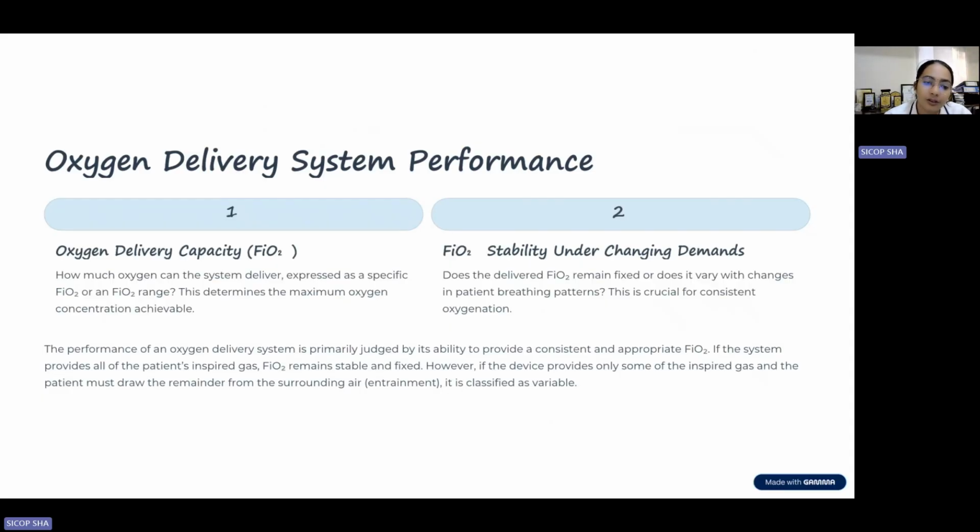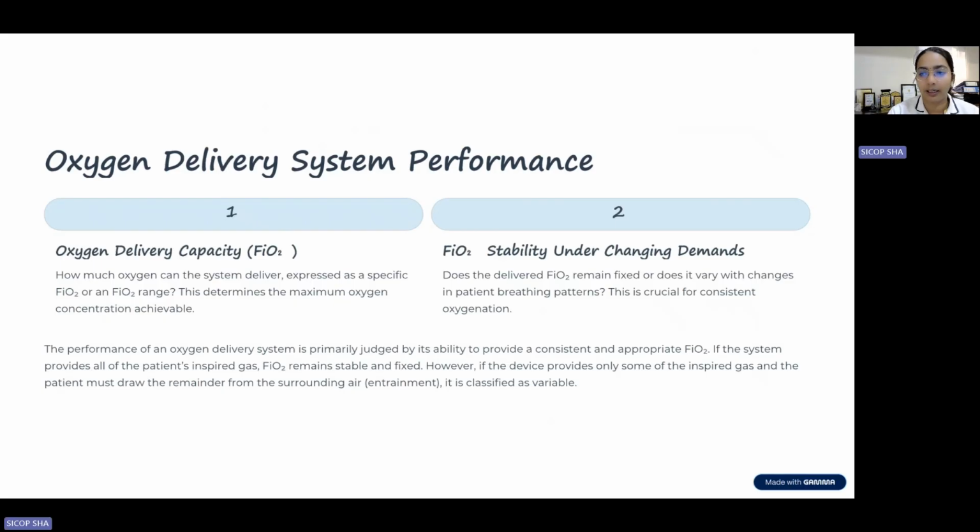That is how we consider whether a delivery device is variable or constant. The performance of an oxygen delivery system is primarily judged by its ability to provide consistent and appropriate FiO2. If the system provides all of the patient's inspired gas, FiO2 remains stable and fixed. However, if the device provides some of the inspired gas and the patient must draw the remainder from the surrounding air, it is classified as variable.